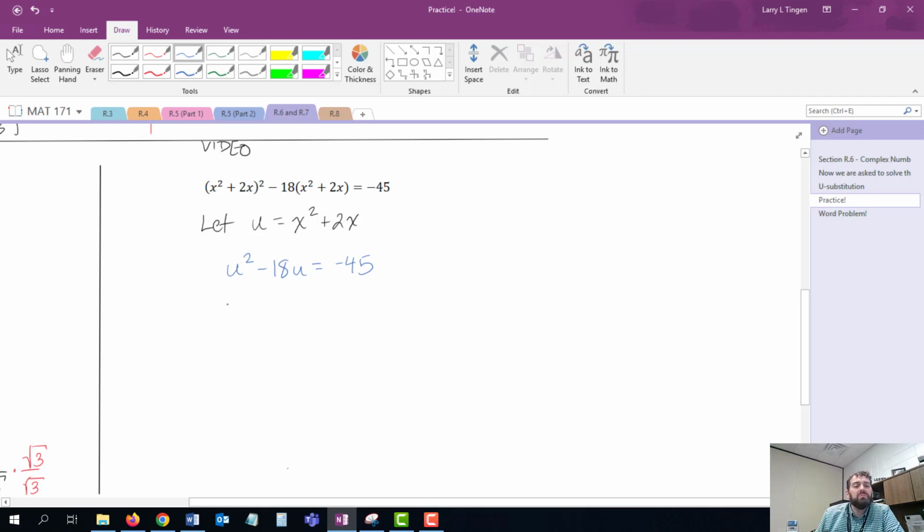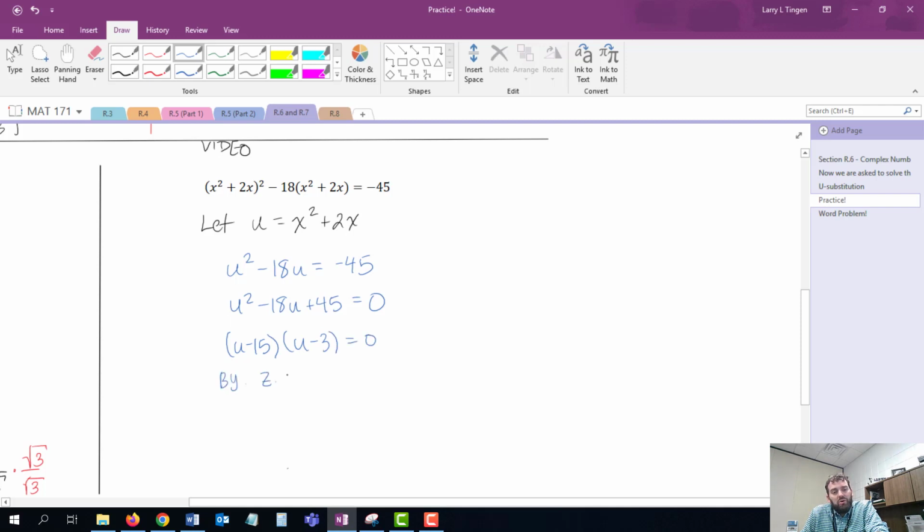This is a quadratic. It's got all three terms. Everything's going to the same side. We're going to see if this will factor, so that means add 45 to both sides. And I stared at this and stared at this, and it was like 9 and 5, 9 and 5, but it doesn't work. But just because 9 and 5 don't work doesn't mean that it's not factorable. It actually is. The numbers just happen to be negative 15 and negative 3. So u minus 15 times u minus 3 equals 0.